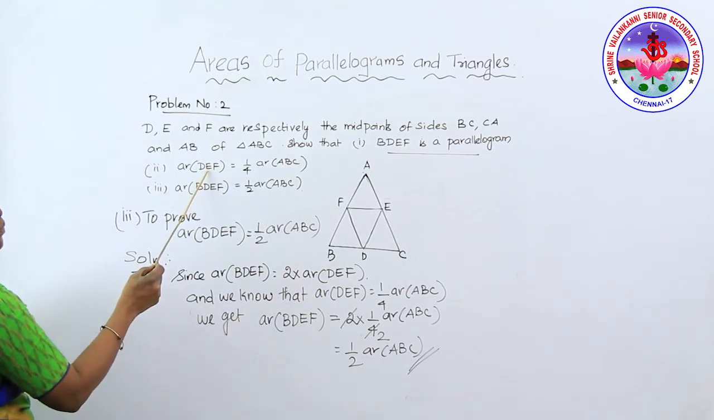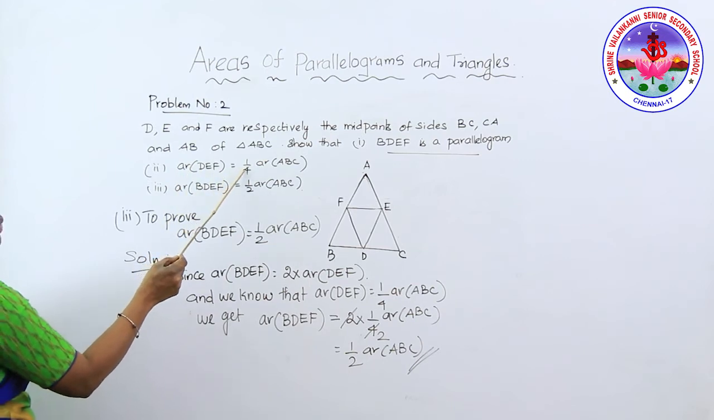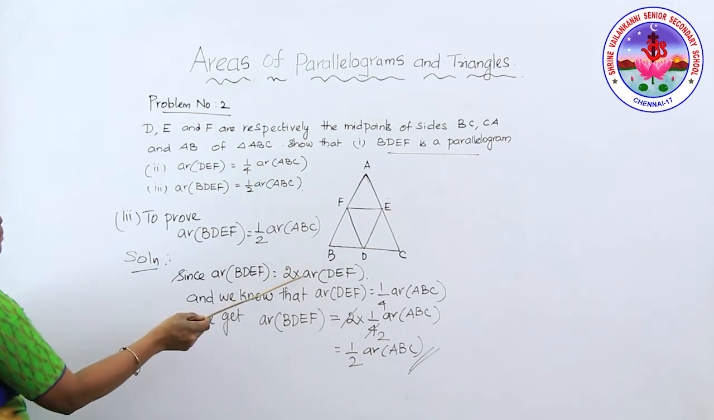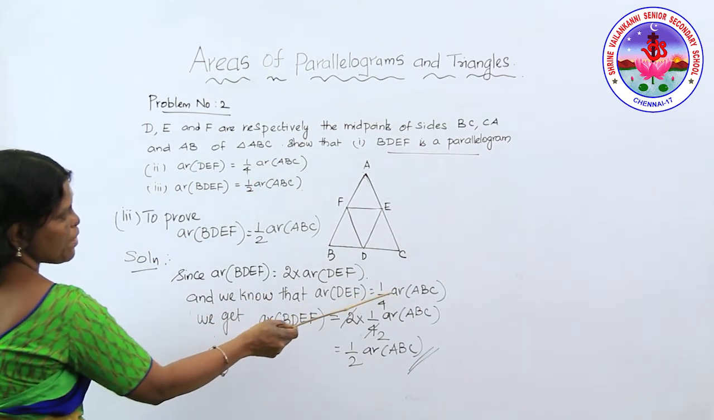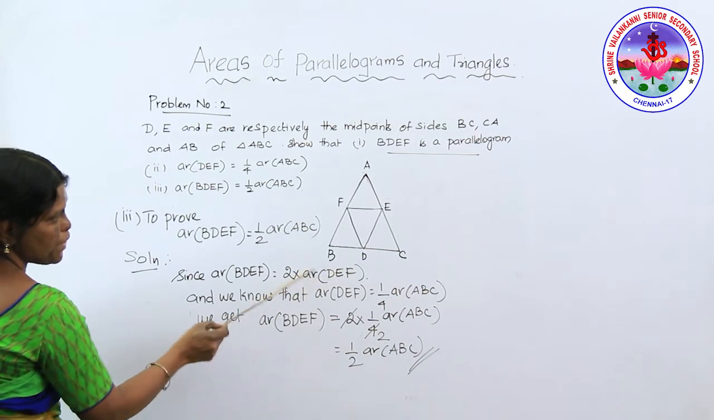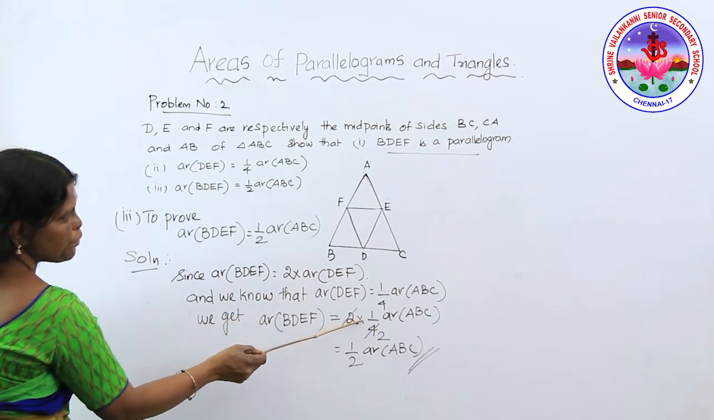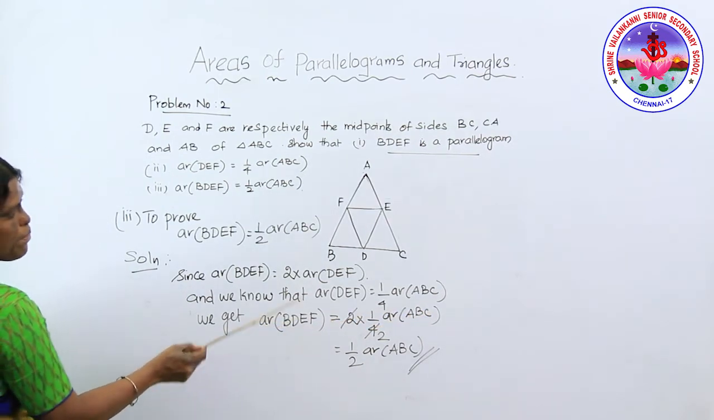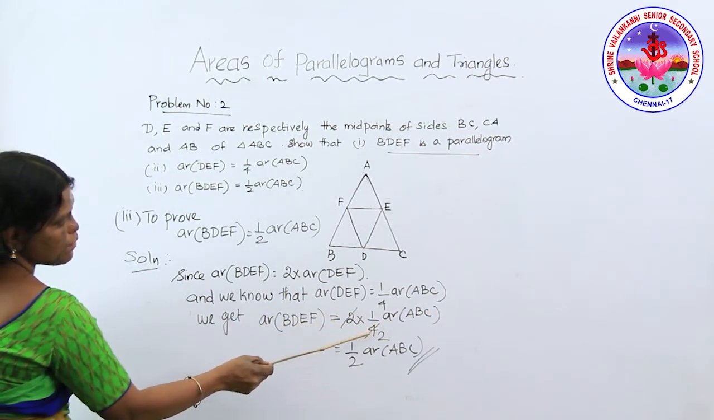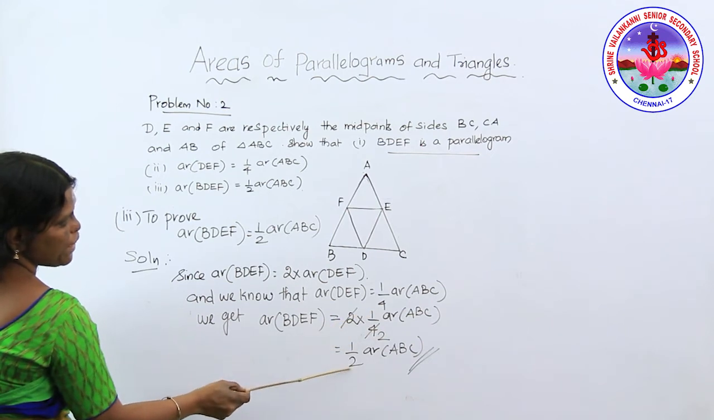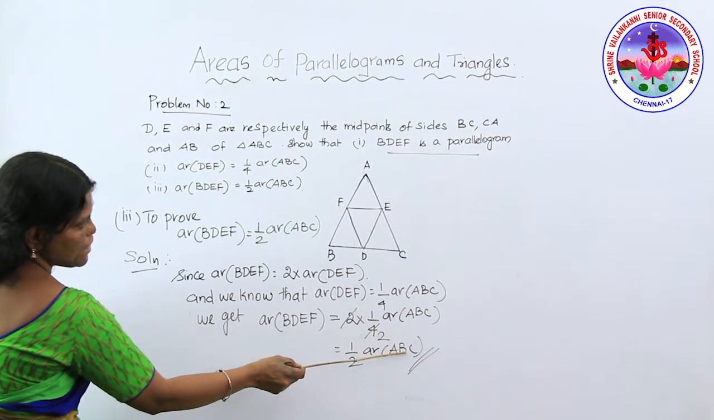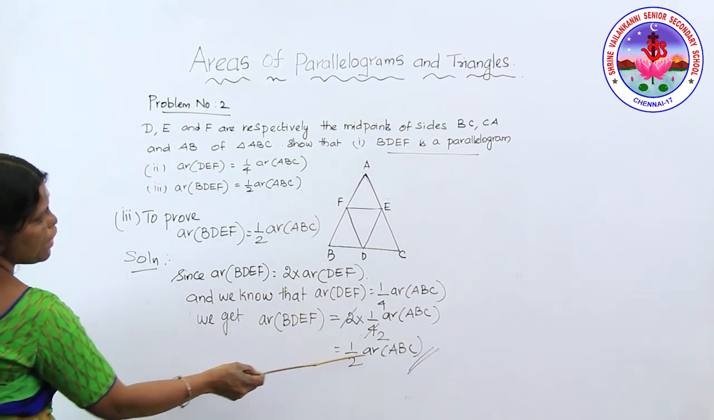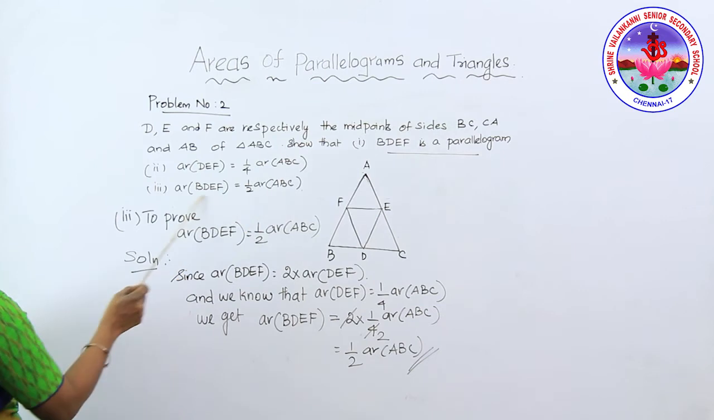in the second case we proved that area of DEF is equal to 1 by 4 of area of the triangle ABC. We are using the second concept here. So area of DEF is 1 by 4 area of ABC. Substituting in this, I will be getting 2 into 1 by 4 of area of ABC, which is equal to the area of the parallelogram. Now 2 gets cancelled with 4. We will be getting 1 by 2 into area of ABC. Hence I proved that area of the parallelogram BDEF is equal to half of the area of triangle ABC.